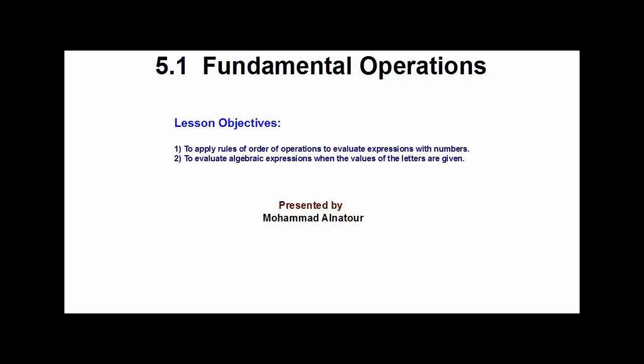Welcome to our new lesson 5.1, Fundamental Operations. In this lesson we have two objectives. The first one is to apply rules of order of operations to evaluate expressions with numbers. The second one is to evaluate algebraic expressions when the values of the letters are given.